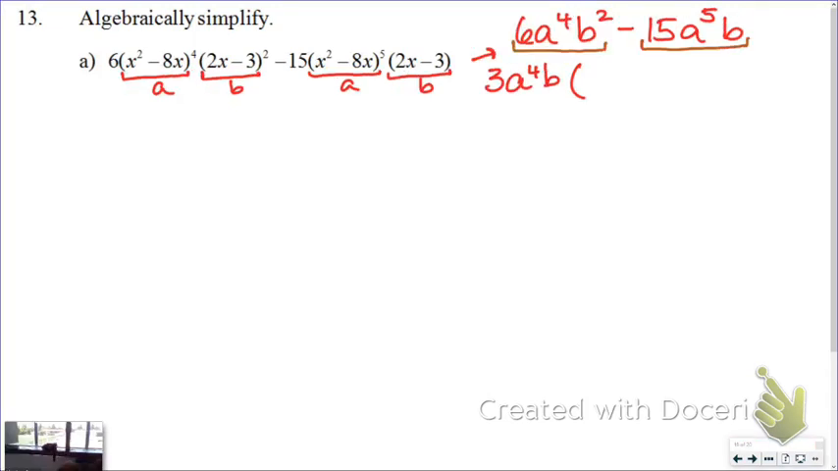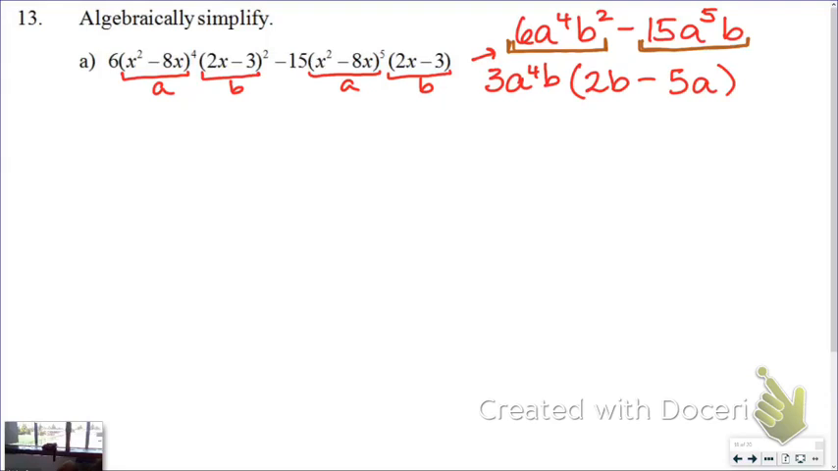Okay, so I'm back to factoring this. Sorry for the interruption. So I'm going to take a 3, an a to the fourth, and a b out of each of these terms. So if I take that out of the first one, I take out a 3, I'll be left with a 2. The a's are gone, and I'm left with a b. And then over here, I'm going to have a 5 and an a and no b left.